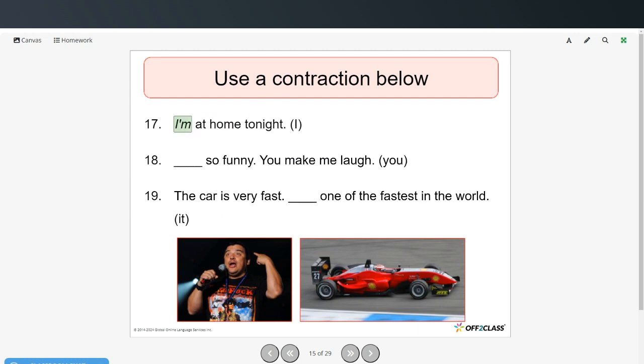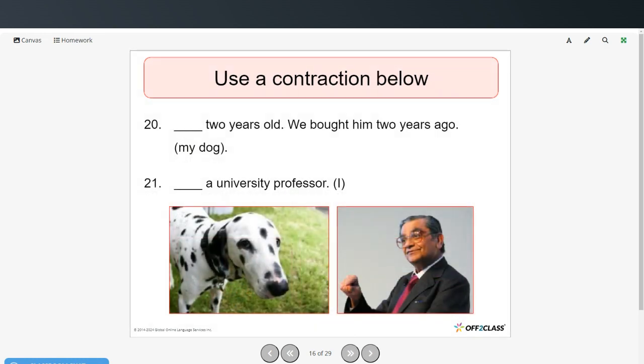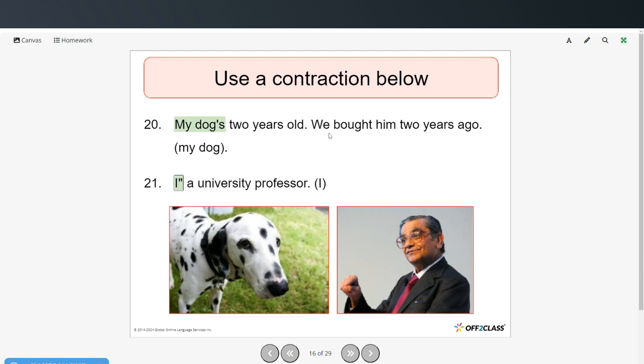I'm at home tonight. You're so funny, you make me laugh. The car is very fast. It's one of the fastest in the world. My dog's 2 years old. We bought him 2 years ago. I'm a university professor.